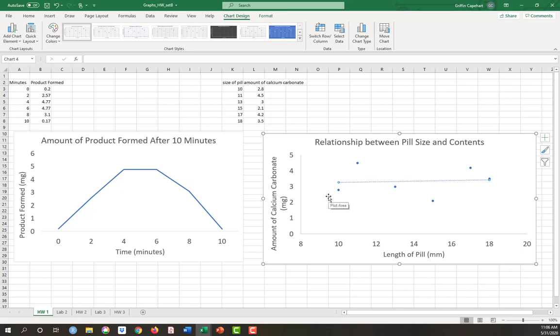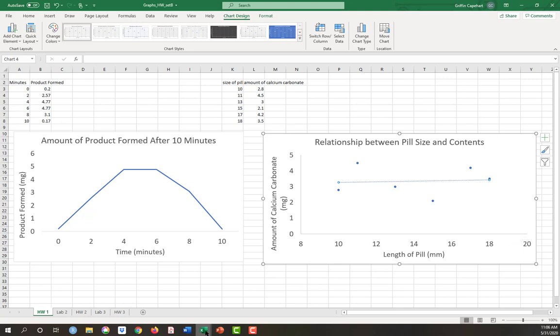And what that tells us is that there is no relationship between the length of a pill and the amount of calcium carbonate in it. In other data sets, you'll get a trend line that is either increasing or decreasing. If you have a trend line that goes up, you know that there is a positive correlation. If the trend line goes down, it's what we call a negative correlation.